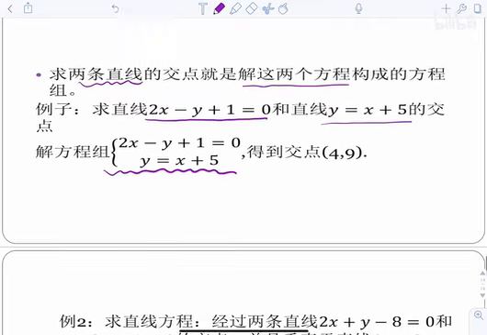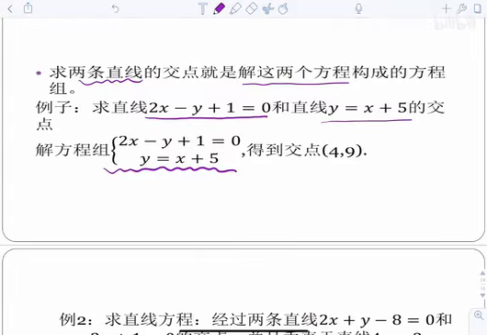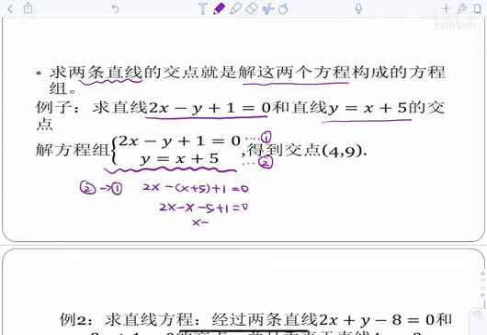So let's do it. I see this one is 1 and this one is 2. So I put 2 into 1, meaning 2x minus, minus x plus 5, plus 1 equal to 0. So 2x minus x minus 5 plus 1 equal to 0. So x minus 4 equal to 0. So x equal to 4.